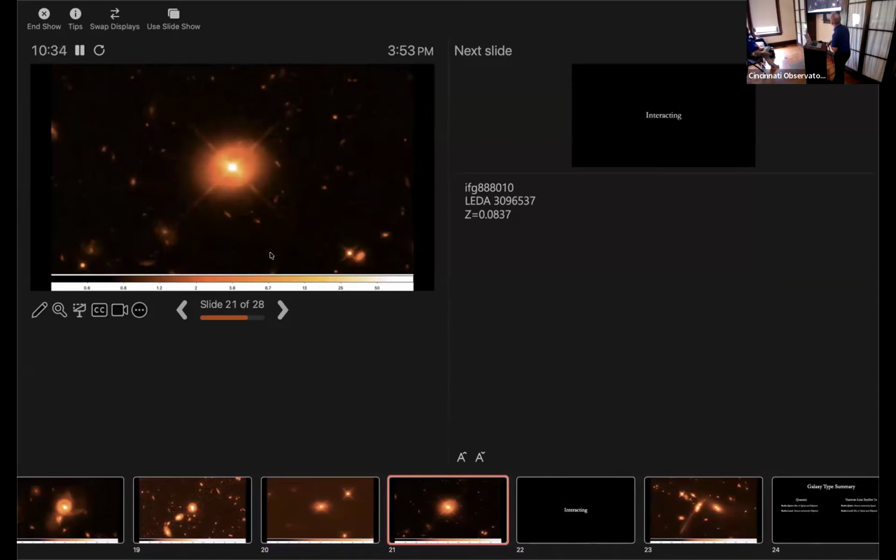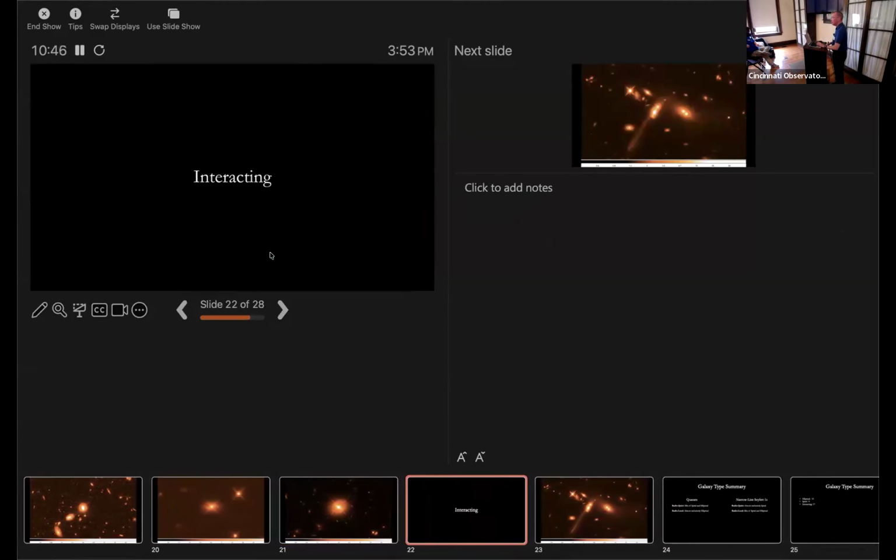Same thing with this one, a very tightly wound one, possibly a bar in the middle, but we'll see once I do a full two-dimensional model for it. And then we've got about another dozen or so that are interacting.